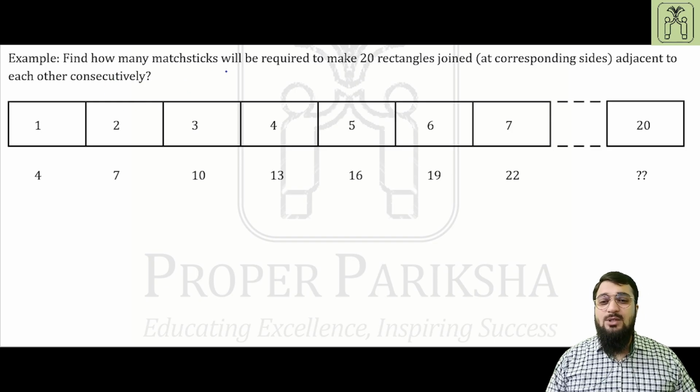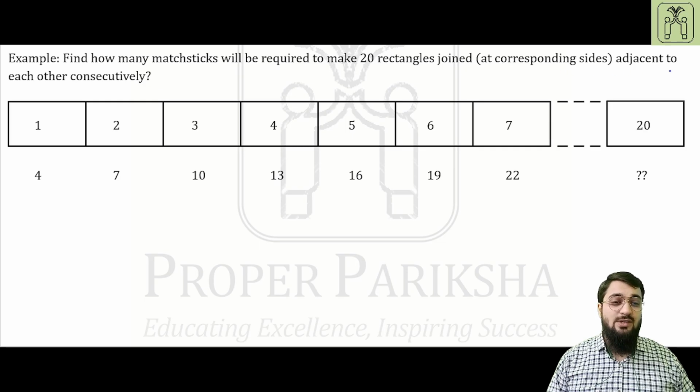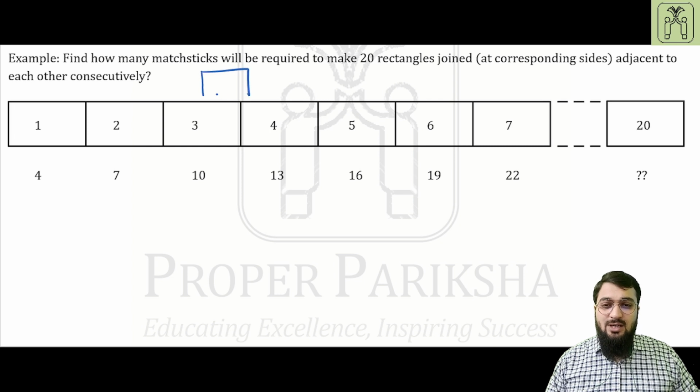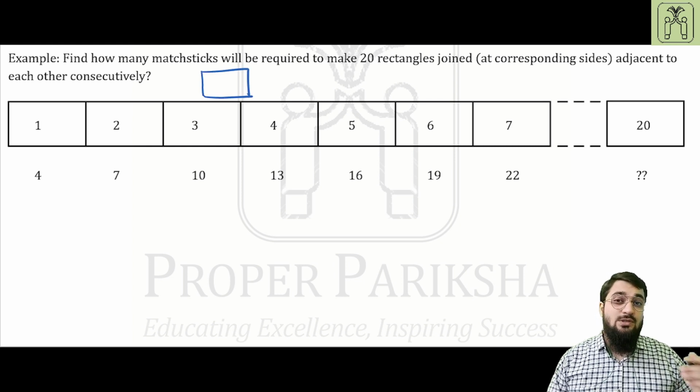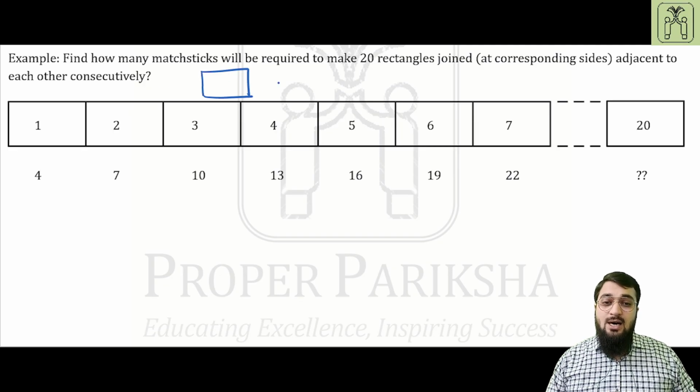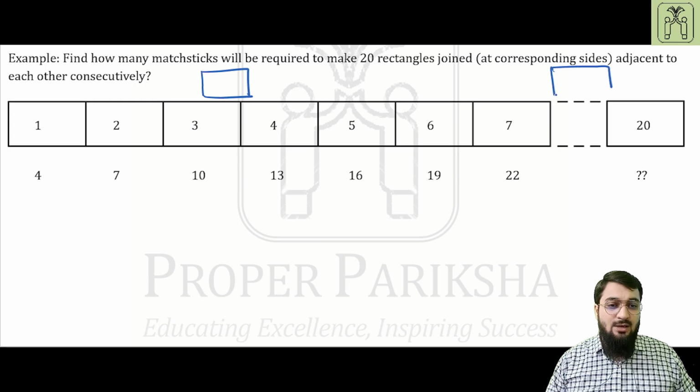Question number 1. How many matchsticks will be required to make 20 rectangles joined at corresponding sides adjacent to each other respectively? What does this mean? That how many matchsticks will be required to make 20 rectangles? So first of all, we will make one rectangle. I am trying to make you understand the question, the language of the question. One rectangle. After that, we have to make 20 rectangles. So we will make another rectangle and we will write over here 20, and this one will be 1.